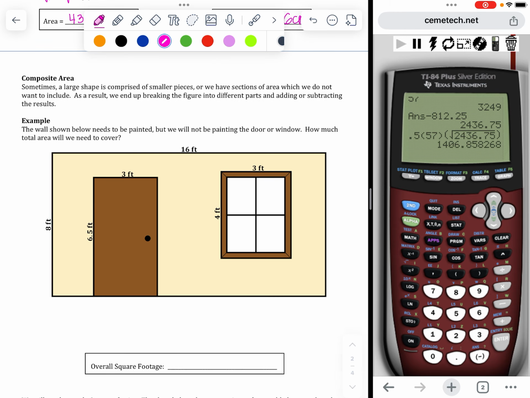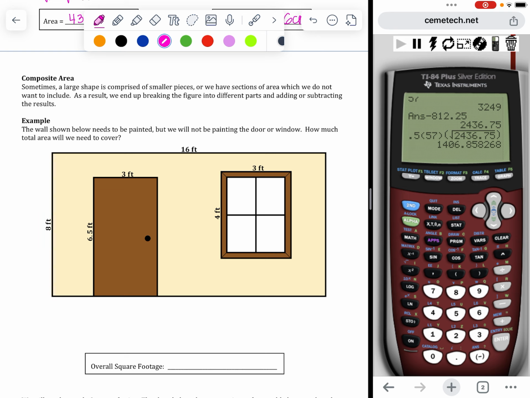So first off, what is a composite area? It says sometimes a large shape can be comprised of smaller pieces, or we have sections of areas we do not want to include. As a result, we end up breaking the figure into different parts and adding or subtracting the results. So here's an example. It says the wall shown below, that's that beigeish yellowy part, needs to be painted, but we will not be painting the door or the window. How much total area will we need to cover?